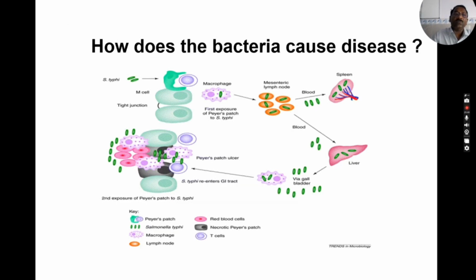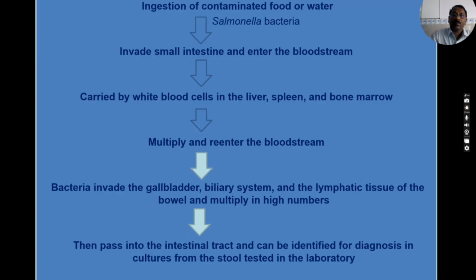So this I already told you, typhi: same ingestion of the contaminated food or water, small intestine, and it enters the bloodstream. Then the liver, spleen and the bone marrow, there they multiply and again re-enter into the bloodstream and then to the gallbladder, biliary system, lymphatic tissue, bowel, multiplying in high numbers. Then they pass into the intestinal tract and can be identified by diagnosis in cultures from the stool tested in the laboratory.